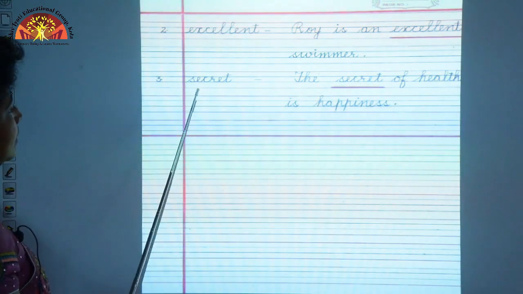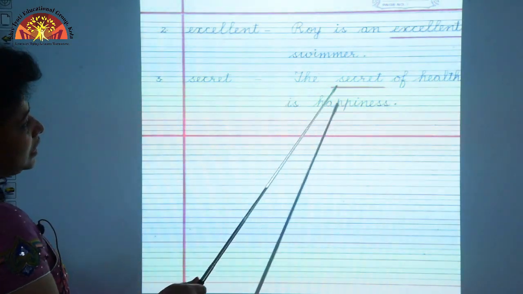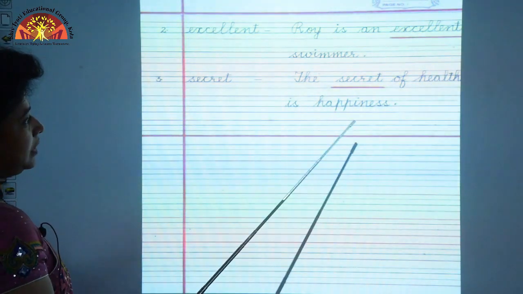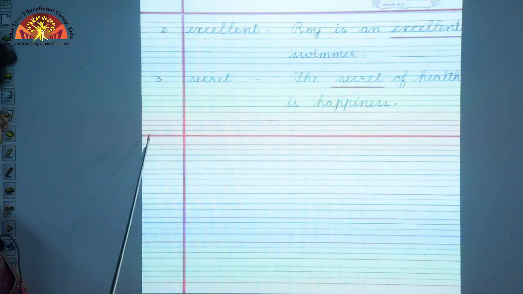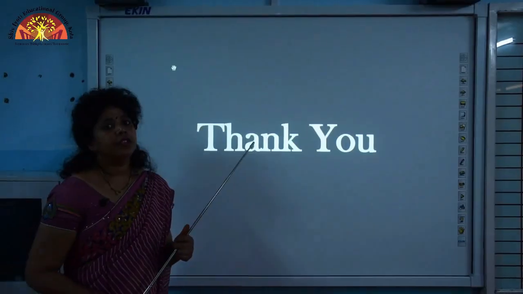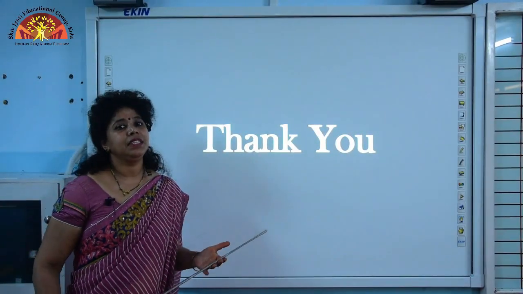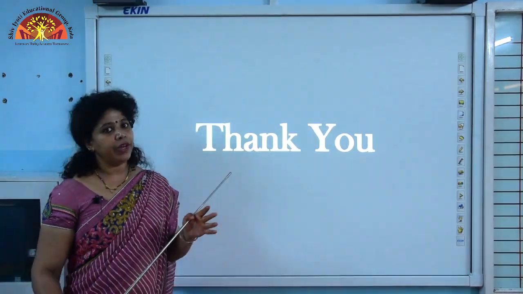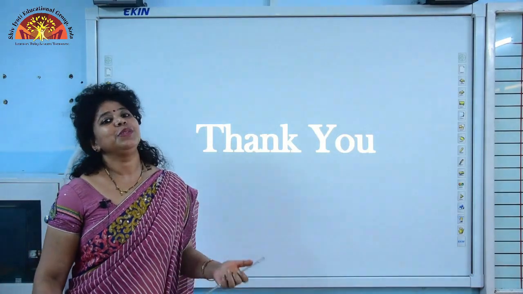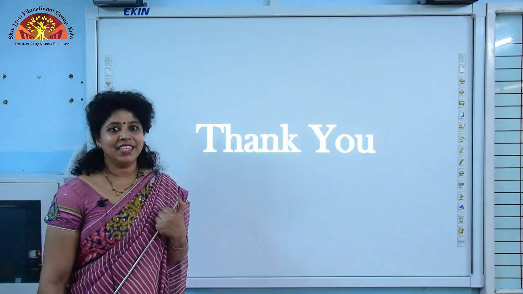Third make sentence, secret. The secret of health is happiness. So, underline secret here. Leave a line and draw the red margin here. So, children, we just completed chapter 1 of English text, Noe Saves a Whale. I hope you enjoyed doing this chapter with me. Have a great day, children.